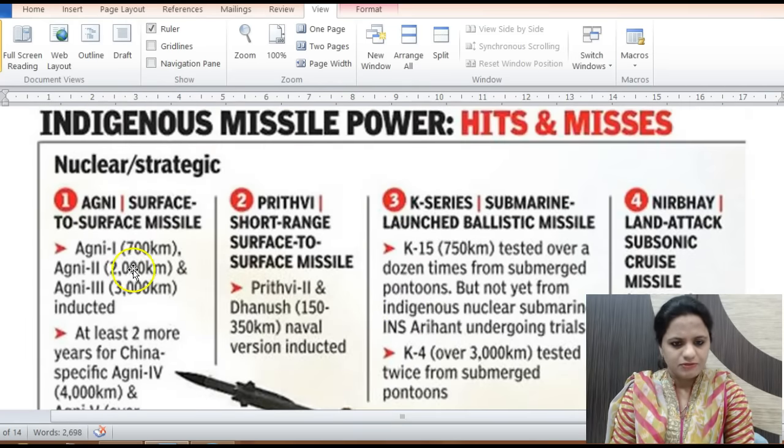So these are Agni, surface to surface missile, Prithvi, short range surface to surface missile, K series, submarine launched ballistic missiles. So ballistic missile means a missile which follows its trajectory. The trajectory means if you throw a ball, the way the ball would go without any other external force being applied to it. So that's called ballistic as such, the term used for that, the trajectory which it follows. So these are ballistic missiles. Others can be guided missiles. So after the takeoff too, they can be guided. So those are guided missiles.